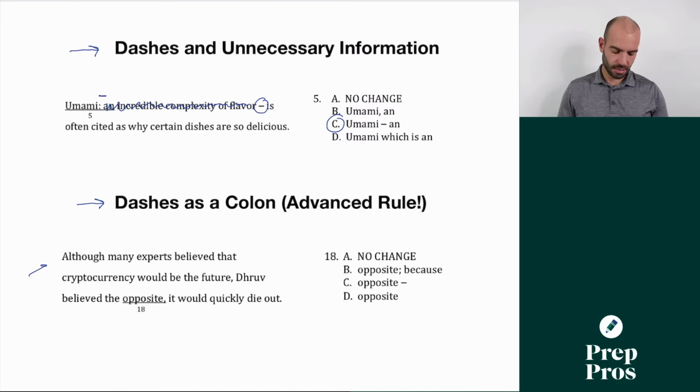So here, as an example, "Although many experts believe that cryptocurrency would be the future, Drove believed the opposite, it would quickly die out." Here, the correct answer is C with the dash, because we have a complete sentence before, and then after the dash is basically giving an explanation or clarification of what Drove believed.